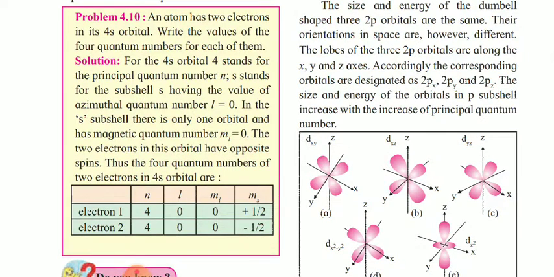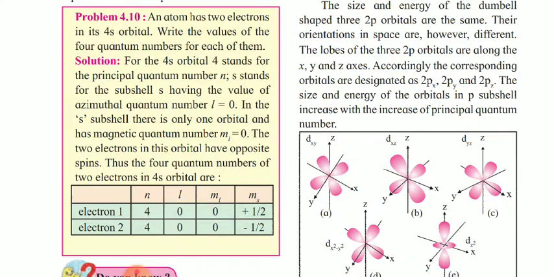For the 4s orbital, 4 stands for the principal quantum number n, and s stands for the subshell having the value of azimuthal quantum number l equal to 0. In the s subshell there is only one orbital, and it has the magnetic quantum number ml equal to 0. Now students, the 2 electrons in this orbital have opposite spins, thus the 4 quantum numbers of the 2 electrons in the 4s orbital are like this.